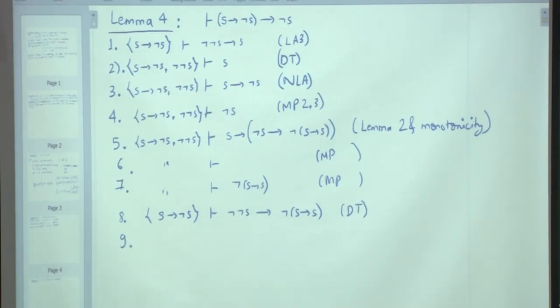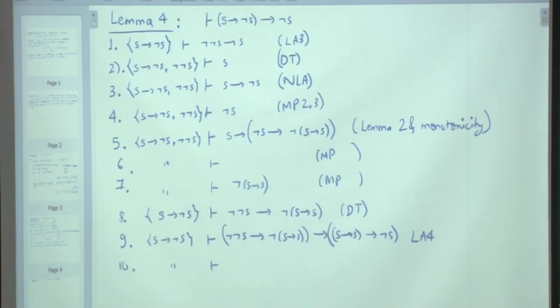What would be the next step now? LA4. Very good. So, S implies negation S proves double negation S implies negation S implies S. Whole thing implies S implies S implies negation S. Okay, now can you see the final proof? So line number 10 will tell us that with the same left hand side we can conclude S implies S implies negation S, and this is by MP on the above two lines, MP 8, 9, and line number 11.